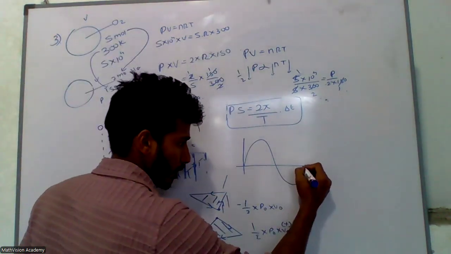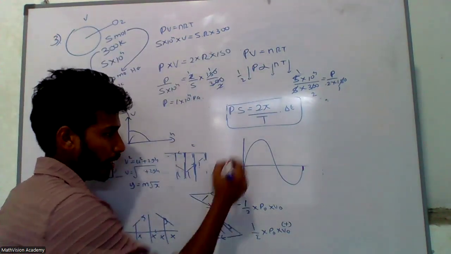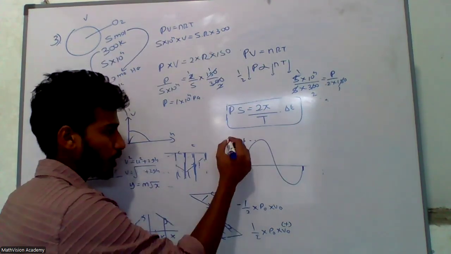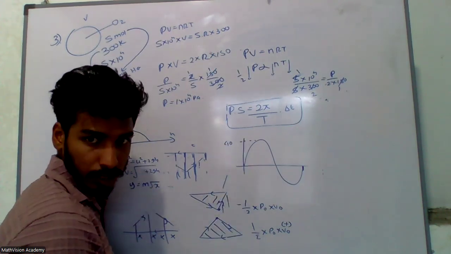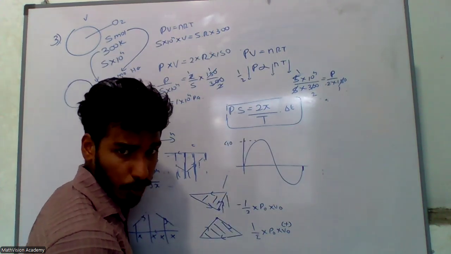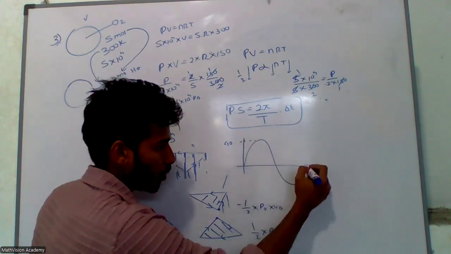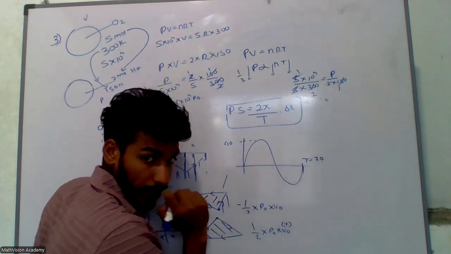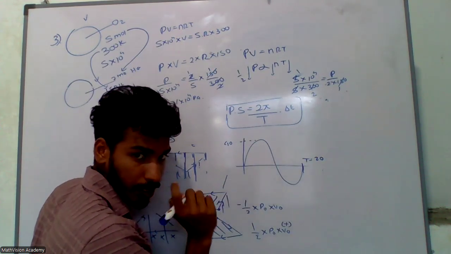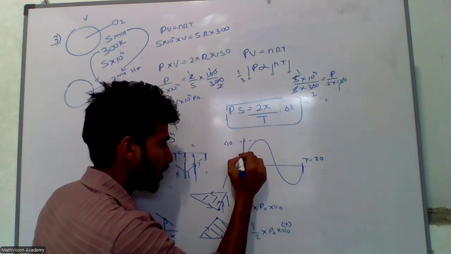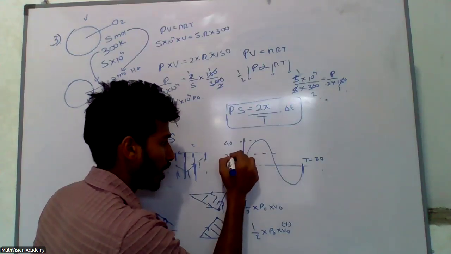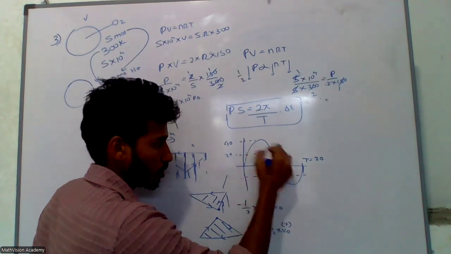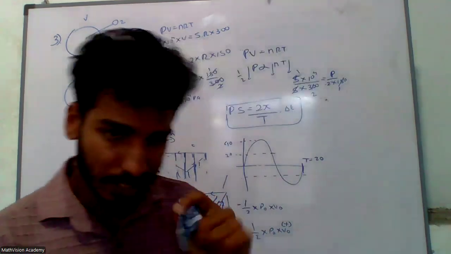If this is my graph, my amplitude is this, okay. So in this question the amplitude is 40 and the periodic time is 20. Periodic time is 20, and I'm asking you the time taken to displace 20 centimeter. So it can be in the upward way or the downward way. So I'm asking what is the time taken for 20, just find the first time.